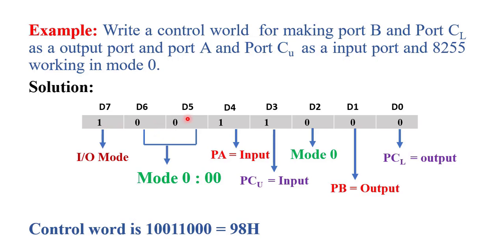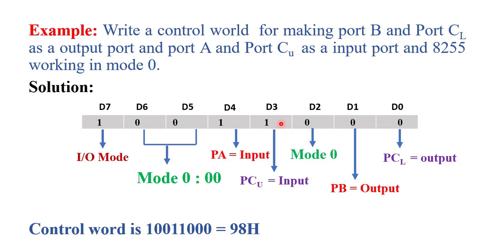Now the D6 and D5 bits: this bit combination defines in which mode port A is working. Here, given in the example, 8255 works in mode 0. It means these two bits are 0 0. Next, the D4 bit defines the input output function of port A. It means port A works as an input port or as an output port. Given in the example, port A is an input port. So this bit is 1.